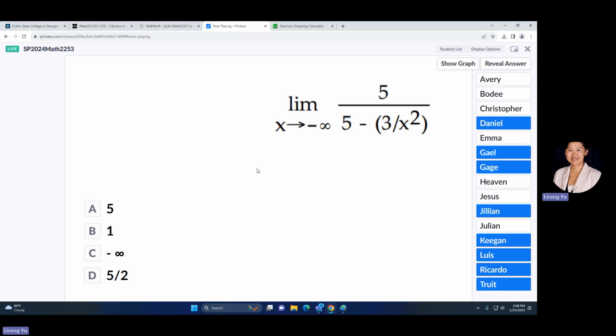Ricardo, that was not the right one. It was 1. Remember, 5 over 5, 5 divided by 5. This one approaches 0.